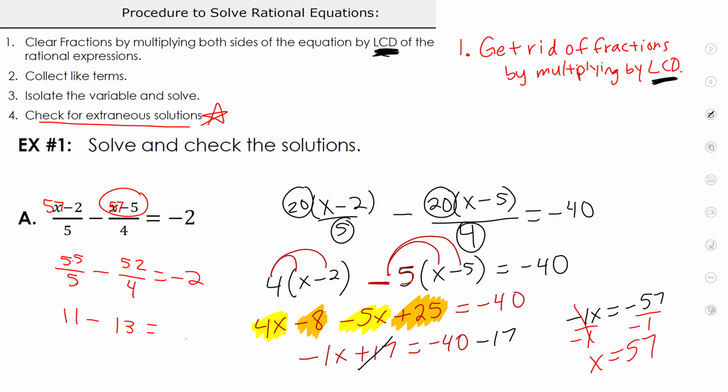Perfect. Is this a true statement? 11 minus 13 equals negative 2? Yep, this is true. So that means this is a solution. I'll go ahead and box my answer. x is 57.